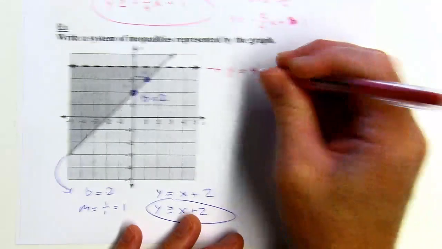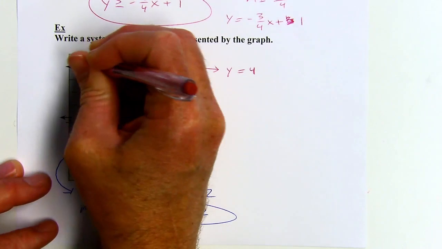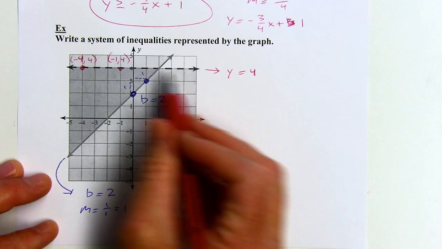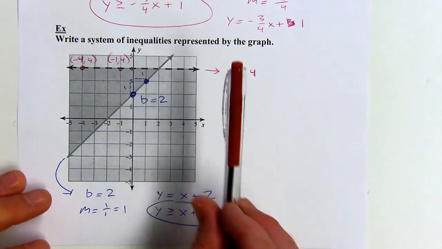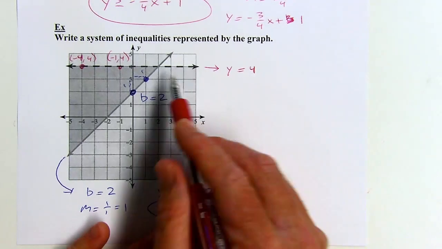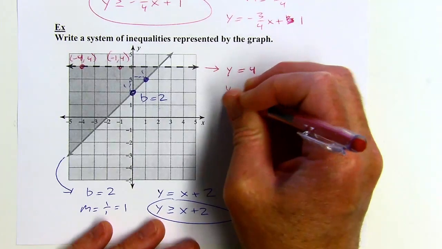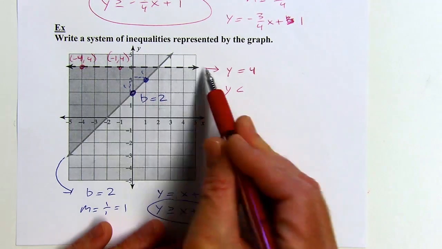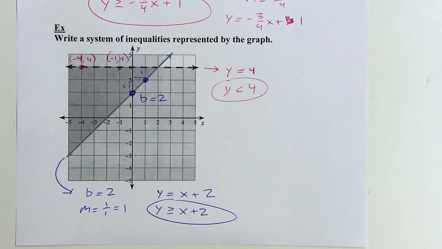Because every point on this line has a y coordinate of 4, right? If we look at the coordinates here, this is negative 4, 4, and this would be negative 1, 4, and wherever you go on that line, the y coordinate is 4. The x's change, but the y's are always 4. So if you put x equals 4, that would be a line like this. That's not what we have here, okay? All right, and then it looks like we're shading below this line here. So I'm going to say less than, and then I've got to decide it can't be equal to because it's a dashed line. So just y is less than 4. Okay, and there's my two inequalities. So there's my system.